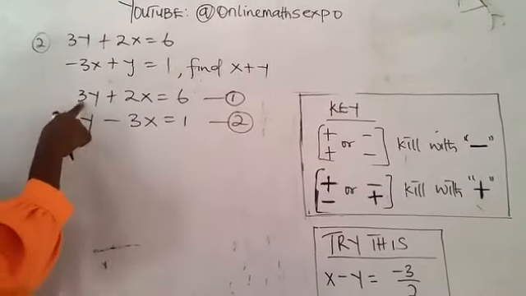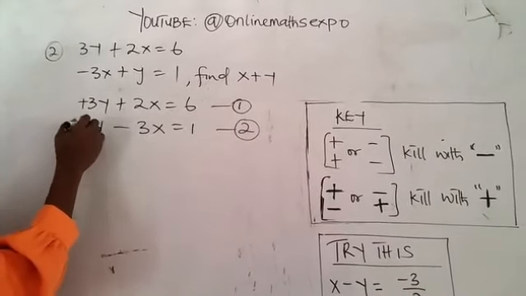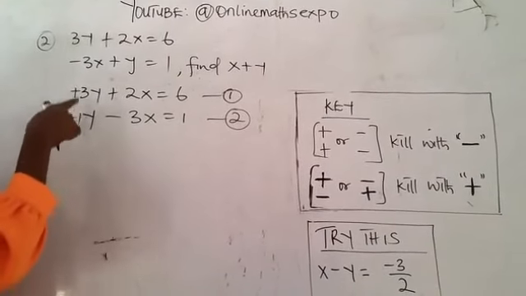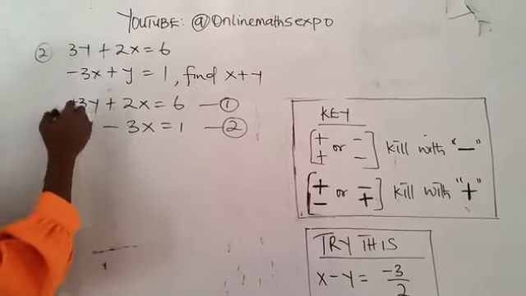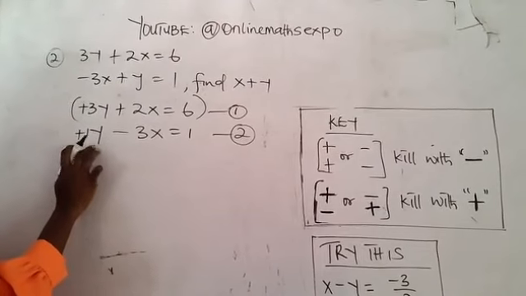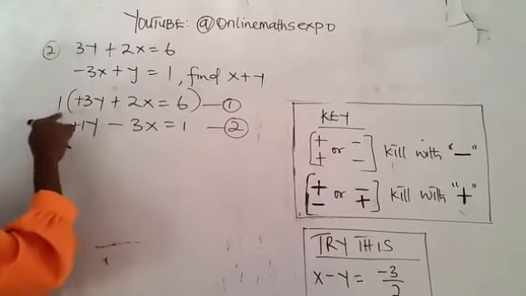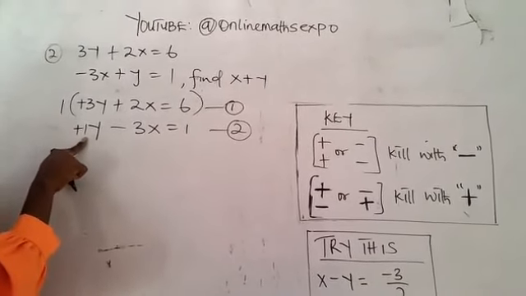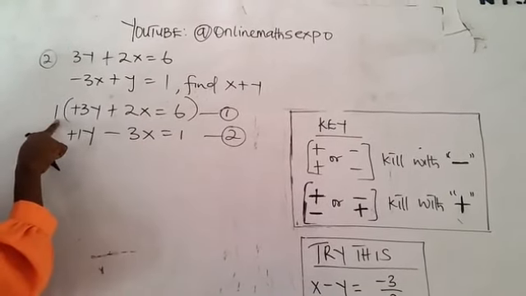So if we are to kill y, you will notice that the coefficient of y here is plus 3, whereas the coefficient of y here is plus 1. So they are not the same. We must make them the same before we kill. So we are going to multiply the whole of equation 1 with the coefficient of y in equation 2. Remember, the coefficient of y here is 1. So we are going to multiply everything in equation 1 with 1. Supposing what we have here is 2 or any other number, we multiply it also with 2. But since it is 1, we are multiplying with 1.